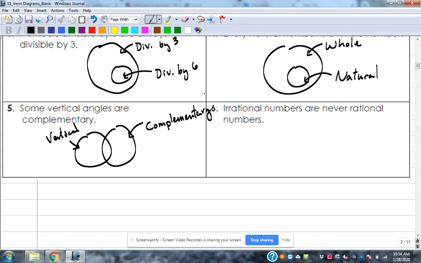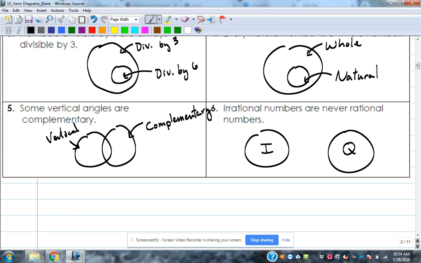Number 6, irrational numbers are never rational numbers. That's the never one, which is the 2 separate circles, where one is irrational. What's the abbreviation for irrational? Y'all remember? Capital I. And for rational? Nope. One of them. It's a weird one. Q. Why is it Q? Why did I tell you guys it was Q?